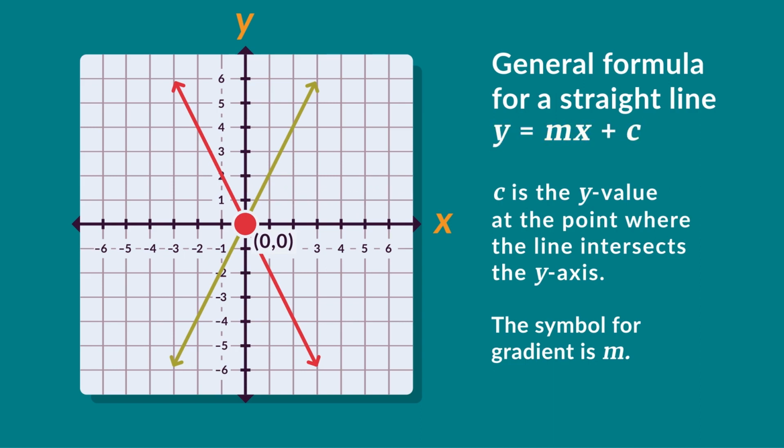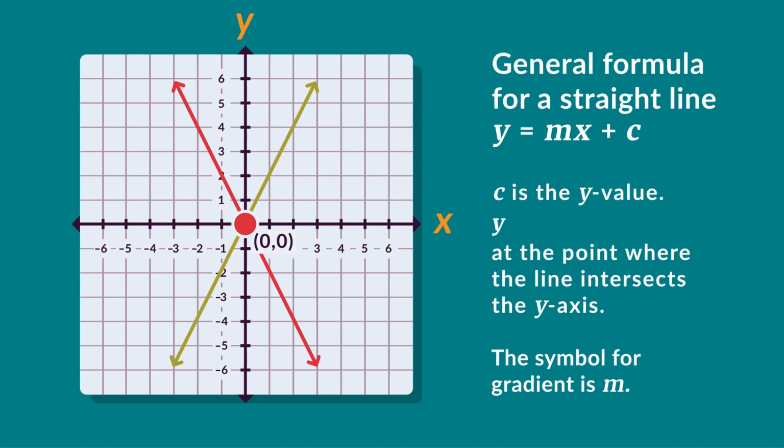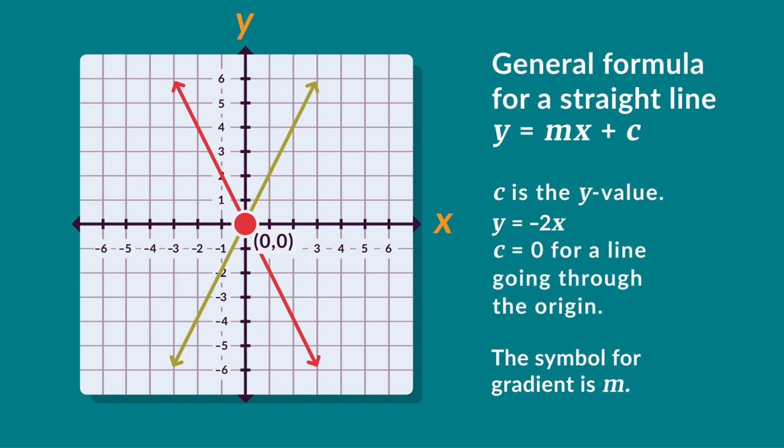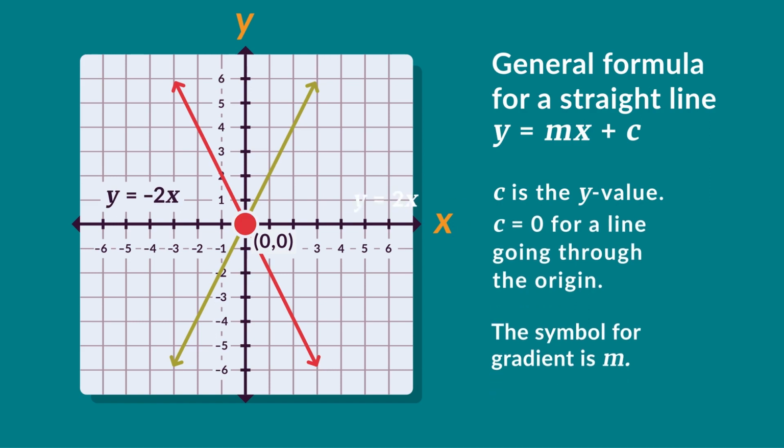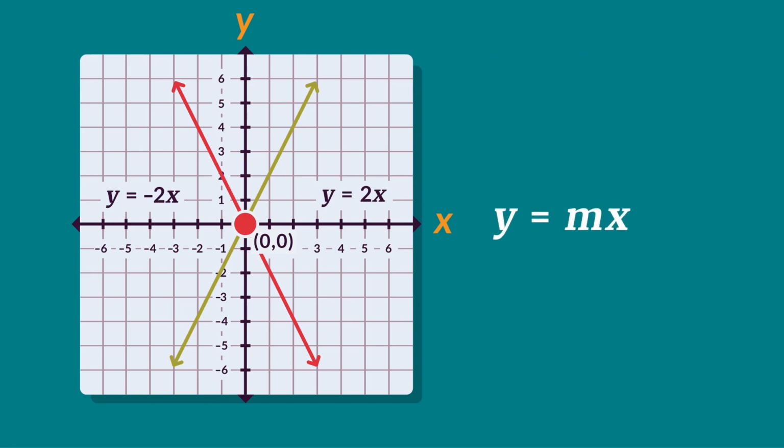The line with a gradient of negative 2 that goes through the origin has the formula y equals minus 2x. The value of c is 0. The line with a gradient of positive 2 that goes through the origin has the formula y equals 2x. The formula for any graph that passes through the origin will always have the equation y equals mx.